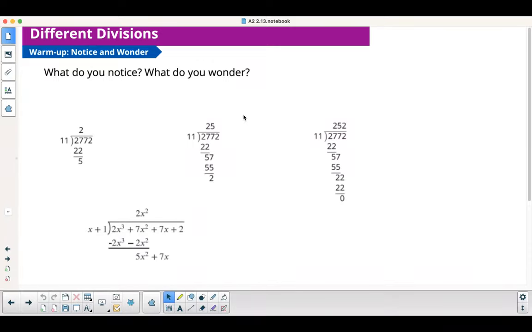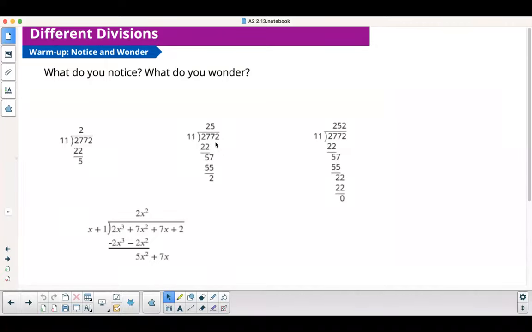Okay, take a minute, pause the screen, come up with some notices and some wonders, okay? So, let's see here. What are some notices? What are some numbers? It looks like these are long division, almost like steps of the long division. This would be the first step. 11 goes into 27 two times, and then you multiply 2 times 11 to get 22, and then you subtract 27 minus 22 to get 5.